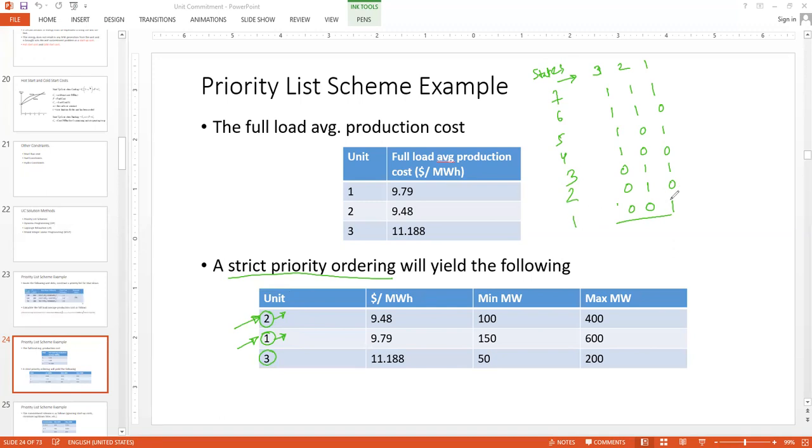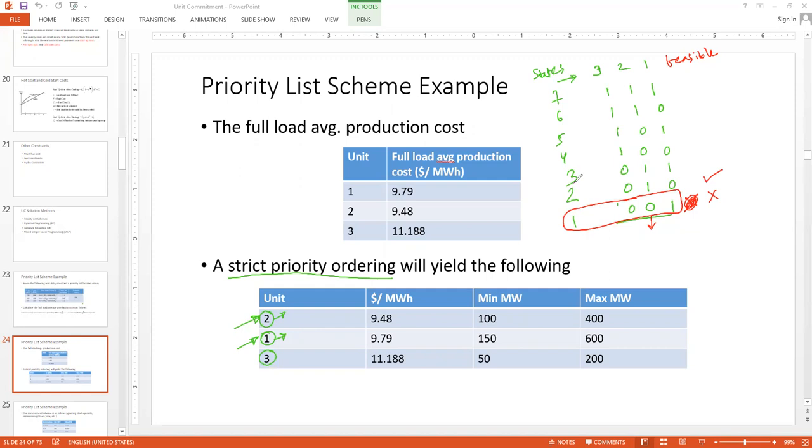In state number 1, we can see that unit number 1 has to be turned on without turning on unit number 2. According to the priority ordering, unit 2 is of higher priority, so this should not be a feasible state. Let's write down the feasibility. So this one is not a feasible state. Then we check state number 2. I'm turning on unit number 2 while both unit 1 and unit 3 are off. Unit number 2 is the topmost priority, so this is a feasible state.